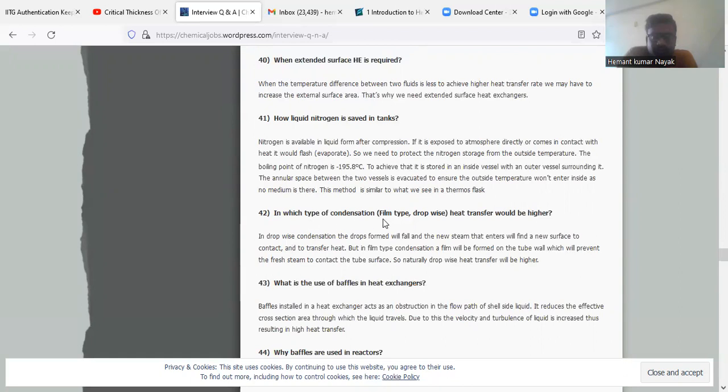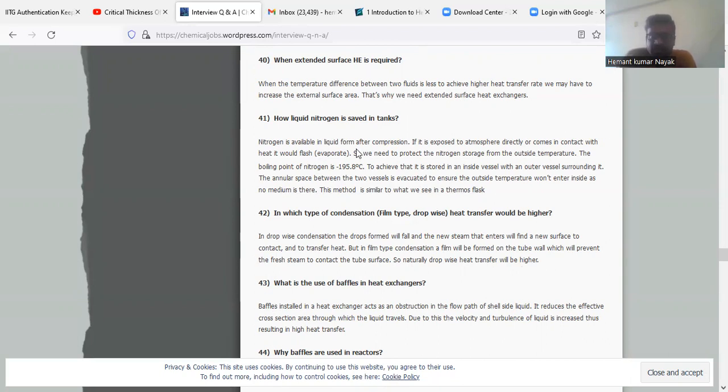In which type of condensation, film type or dropwise, would heat transfer be higher? In dropwise condensation, the drops form and fall, and then the new steam that enters will find a new surface to contact and transfer heat. But in film type condensation, a film will form on the tube, which will prevent the fresh steam from contacting the tube surface. So naturally, dropwise heat transfer will be higher.